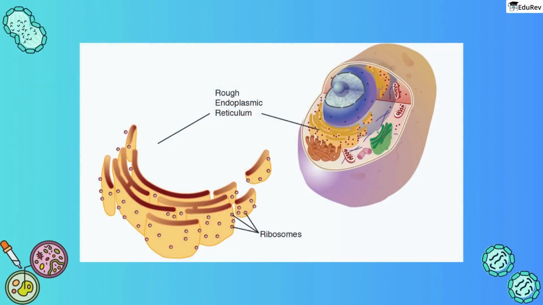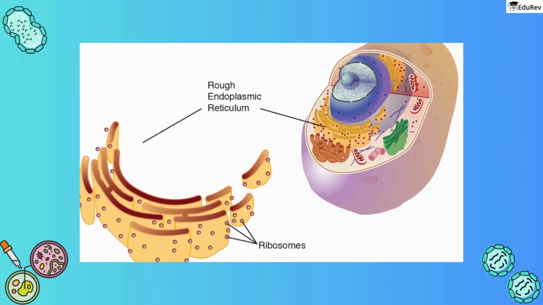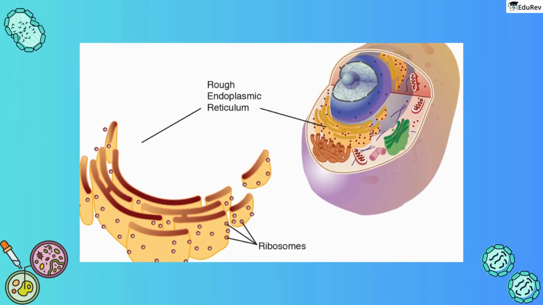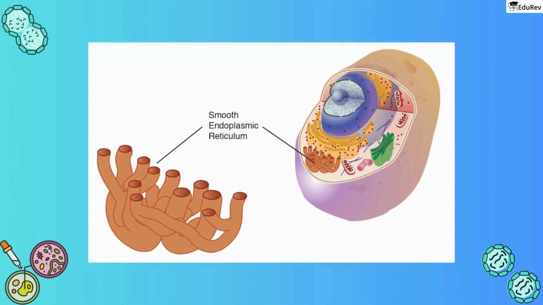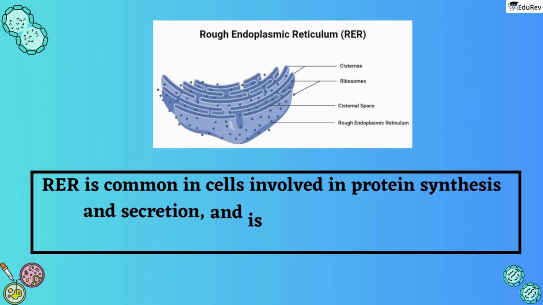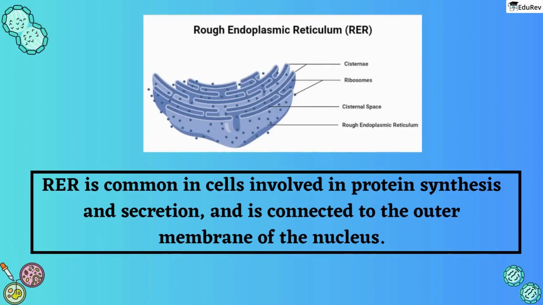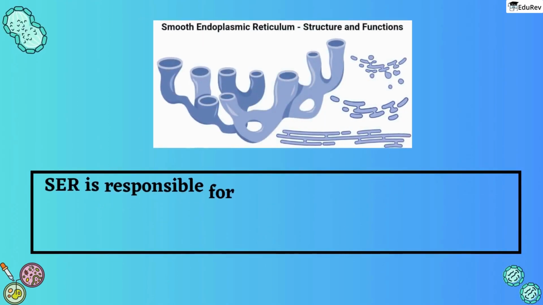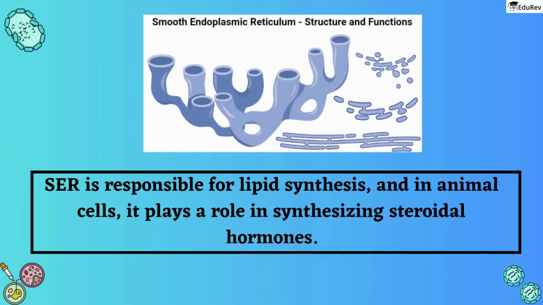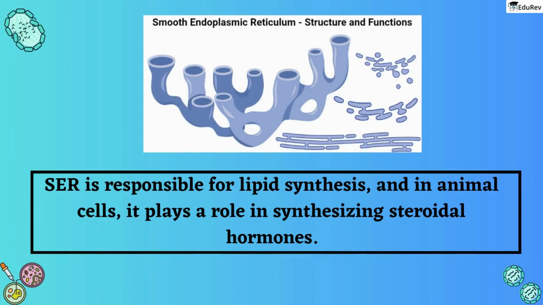Sometimes, ribosomes, for now imagine ribosomes as some small bodies, are found attached to the outer surface of the ER, which is then called rough endoplasmic reticulum, RER. In the absence of ribosomes, it's called smooth endoplasmic reticulum, SER. RER is common in cells involved in protein synthesis and secretion, and is connected to the outer membrane of the nucleus. The SER is responsible for lipid synthesis, and in animal cells, it plays a role in synthesizing steroidal hormones.